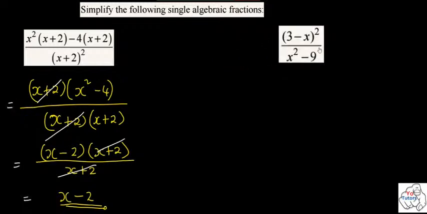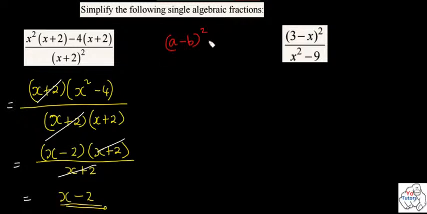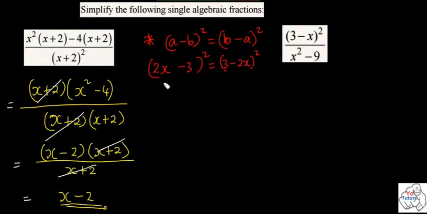A, or let me put it in the middle here. We need to learn that (A minus B) squared is the same as (B minus A) squared. Okay, so it's something that you need to understand very well. If we say (2x minus 3) squared, this is the same as saying (3 minus 2x) squared. Okay, so you must always remember that.